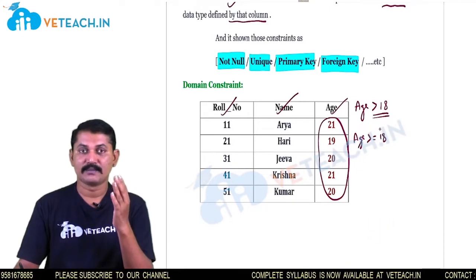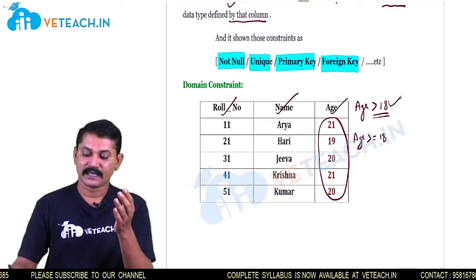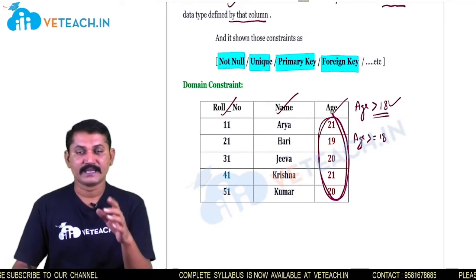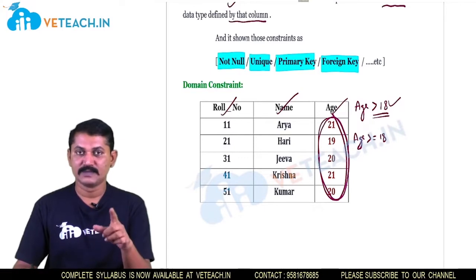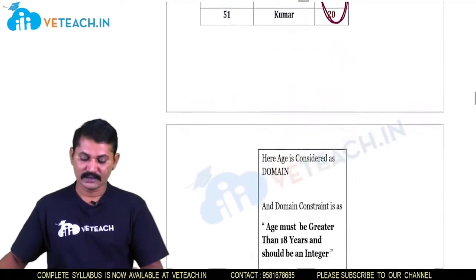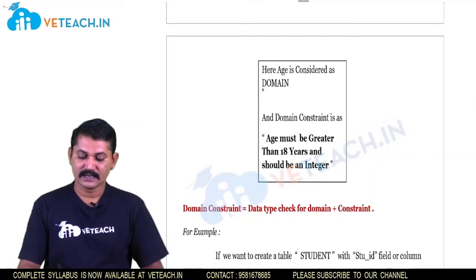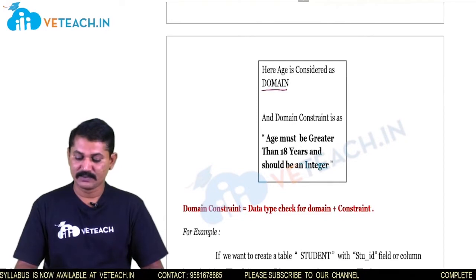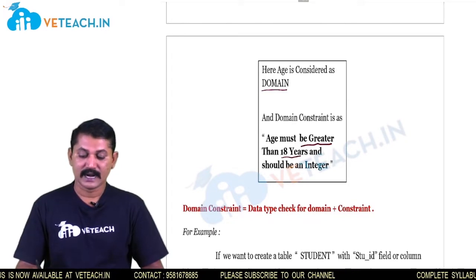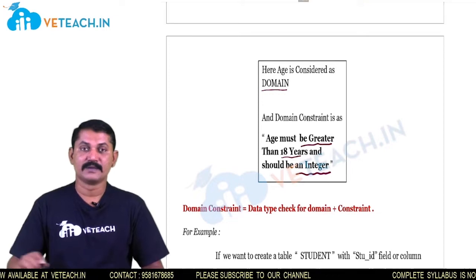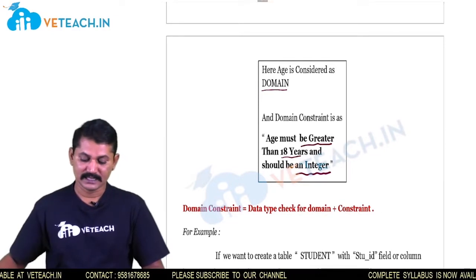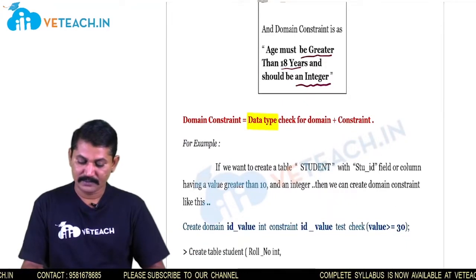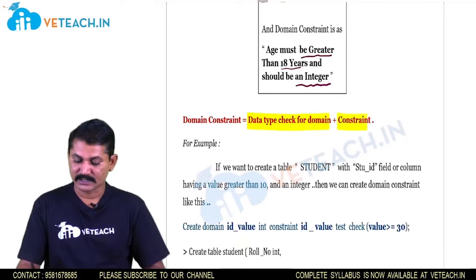Here for the student, I am making an entry as greater than 18. On the age data, I am applying the domain constraint that age must be greater than 18. Look here, age is considered as the domain and the domain constraint is that age must be greater than 18 years and it must be an integer. The domain constraint is defined like this: data type, check for domain plus constraint.